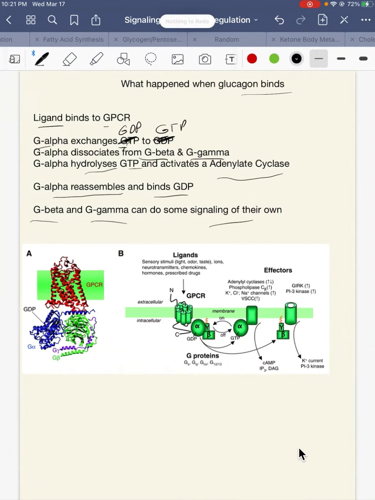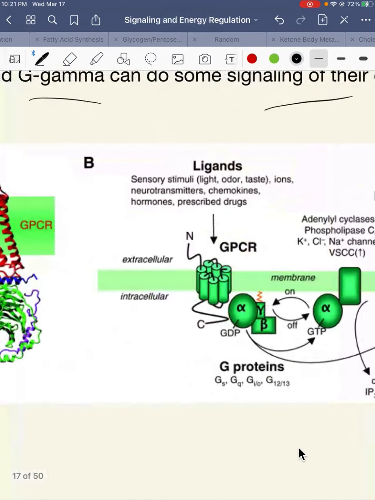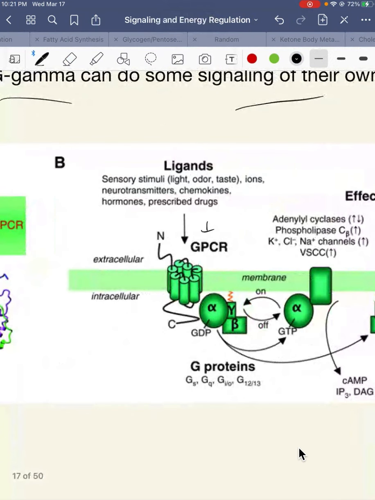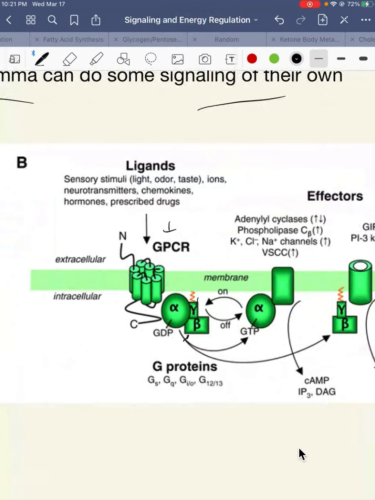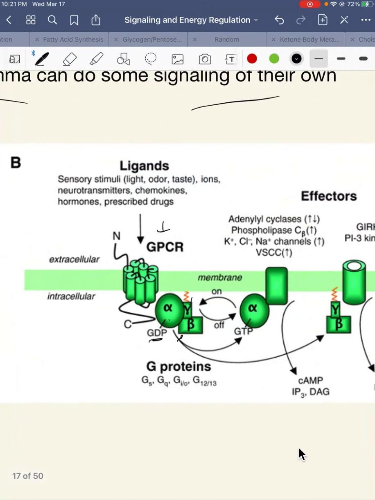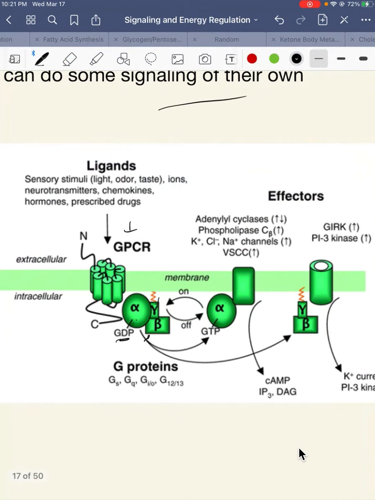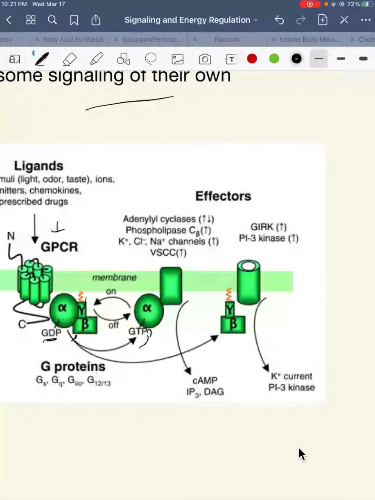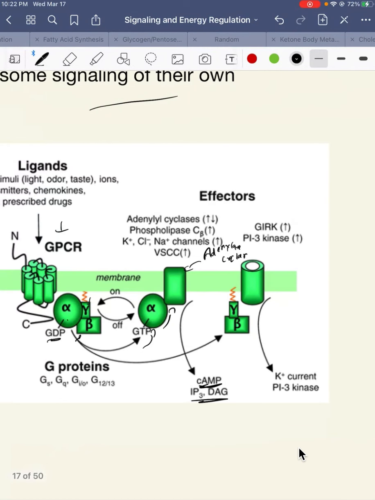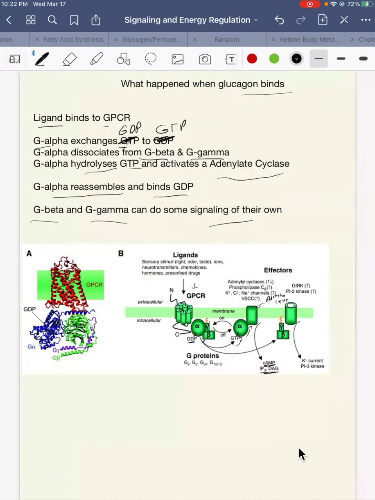So here we have the ligand. It would come in and bind a GPCR. This is G beta, G gamma. G alpha is bound to GDP. G alpha would dissociate, and then it has GTP bound to it. This is adenylate cyclase. And then it binds and activates adenylate cyclase, and we'll talk about adenylate cyclase in a bit, but adenylate cyclase can make cyclic AMP and IP3. Okay, this is the structure of G alpha.